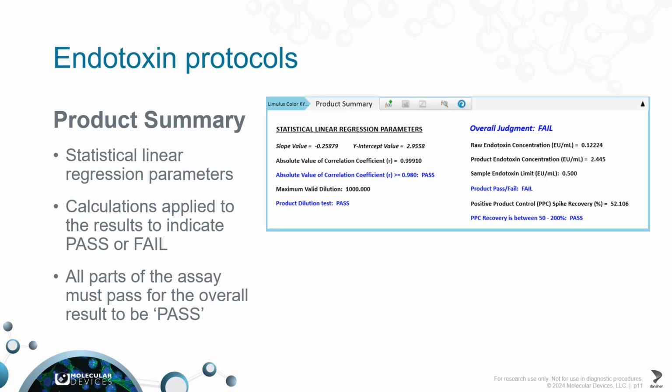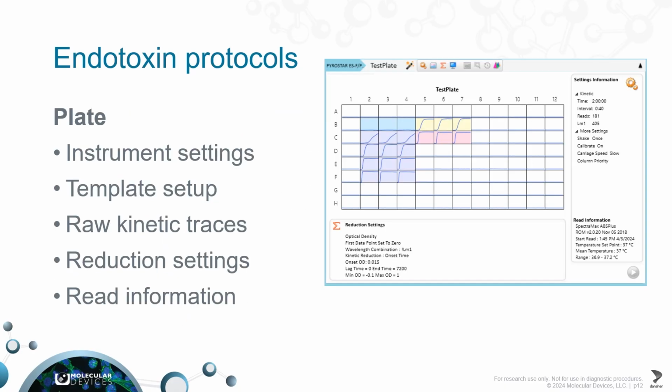There are sections where the data are actually displayed and analyzed, starting with the plate or the test plate section. Here you'll see the instrument settings used to run the assay, and in this section you can also use the template to assign specific wells to groups such as standards, negative control, or positive product control. Once the plate's read, you'll see in the plate view all of the raw kinetic traces, and you can get a general overview of how your assay worked.